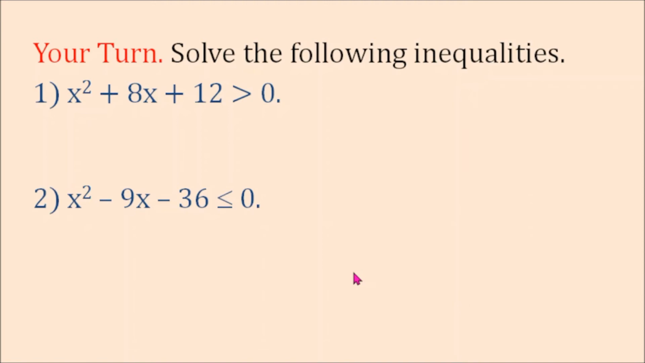Now, your turn. Solve the following inequalities. Number 1, x squared plus 8x plus 12 is greater than 0. And number 2, x squared minus 9x minus 36 is less than or equal to 0. You can pause the video and take your time solving these two inequalities. Now I will show you the answer.